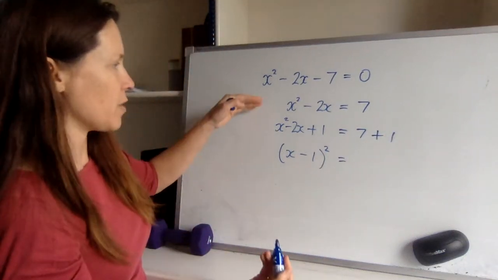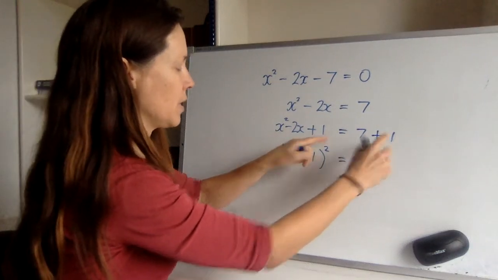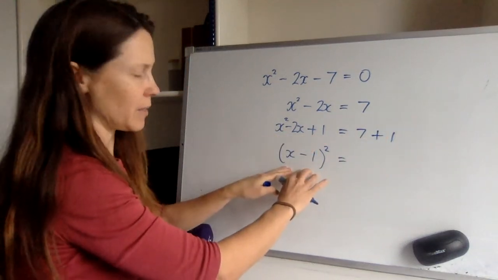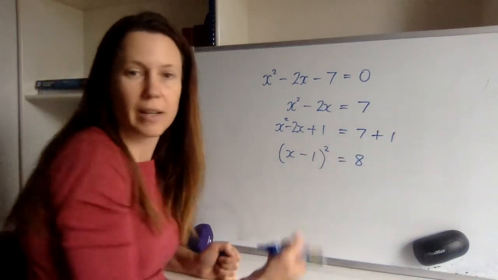Now just check if those are balanced. All that's happened between here and here is I've added 1. And now here I've just tidied this side up and made it a perfect square. And now I need to just tidy up this side.